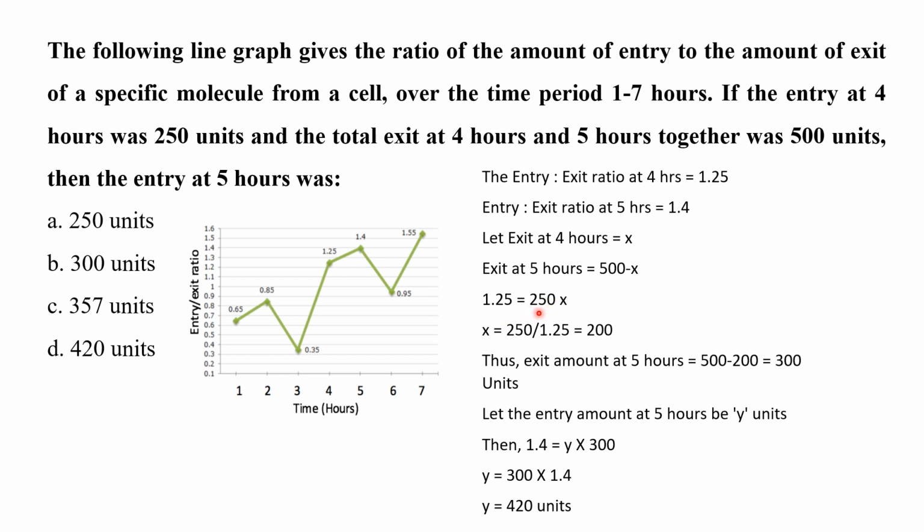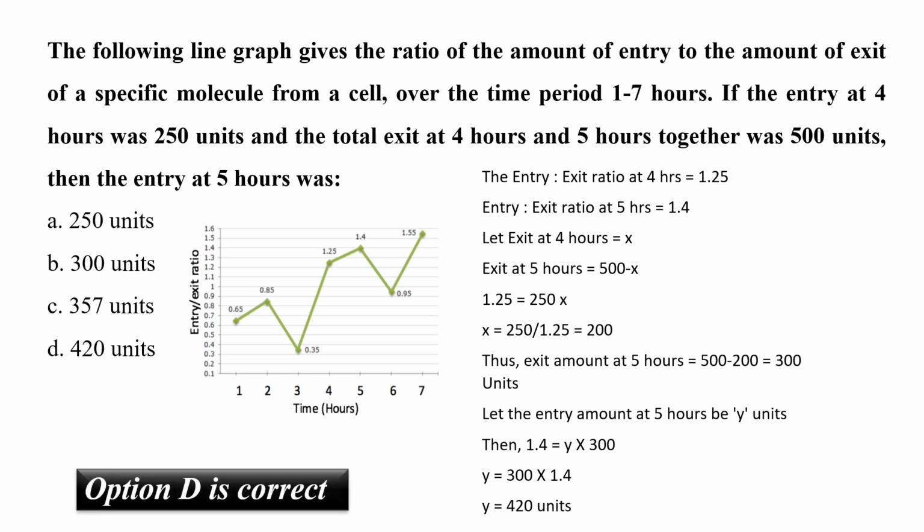1.25 is therefore equal to 250/x, where x is equal to 250 by 1.25, which is 200. Thus, exit amount at 5 hours is 500 minus 200, which is equal to 300 units. Now, if we assume the entry amount at 5 hours to be y units, then 1.4 is equal to y divided by 300. So y is 1.4 times 300, so y is equal to 420 units. So our answer is 420 units. So option D is correct.